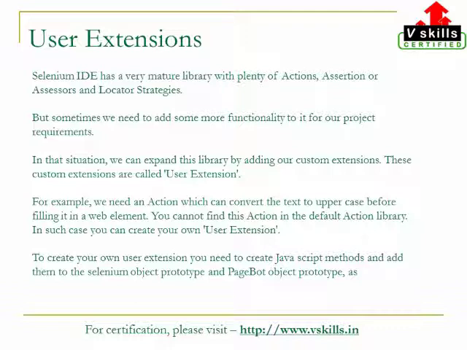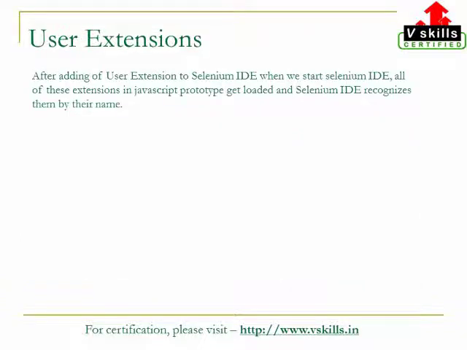For example, we need an action which can convert the text to uppercase before filling it in a web element. You cannot find this action in the default action library. In such a case, you can create your own user extension. To create your own user extension, you need to create JavaScript methods and add them to the Selenium object prototype and PageBot object prototype as user extensions.